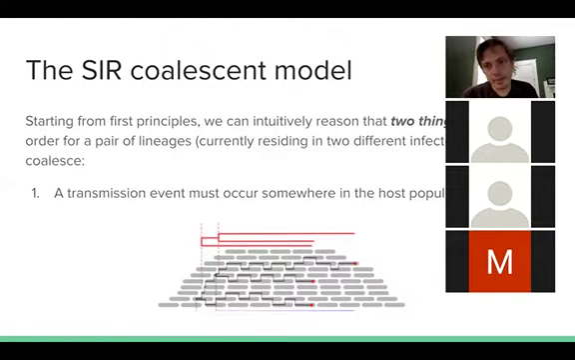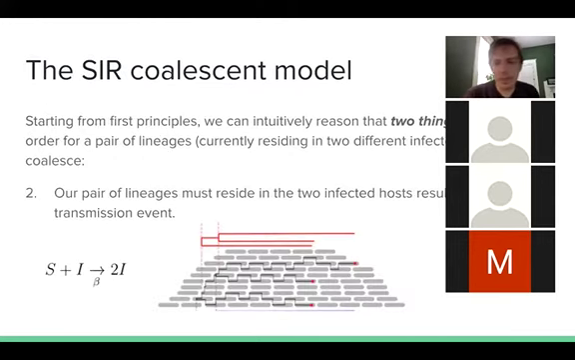And the other way of thinking about this is that every time a transmission event occurs between two hosts in the population, two different pathogen lineages are coalescing somewhere in the population, but those might not necessarily be the lineages that we're interested in, or the lineages that we're tracking in our phylogenetic tree. So we're not so much interested in the overall rate of coalescence in our population as in the rate at which two individual lineages in our population coalesce.